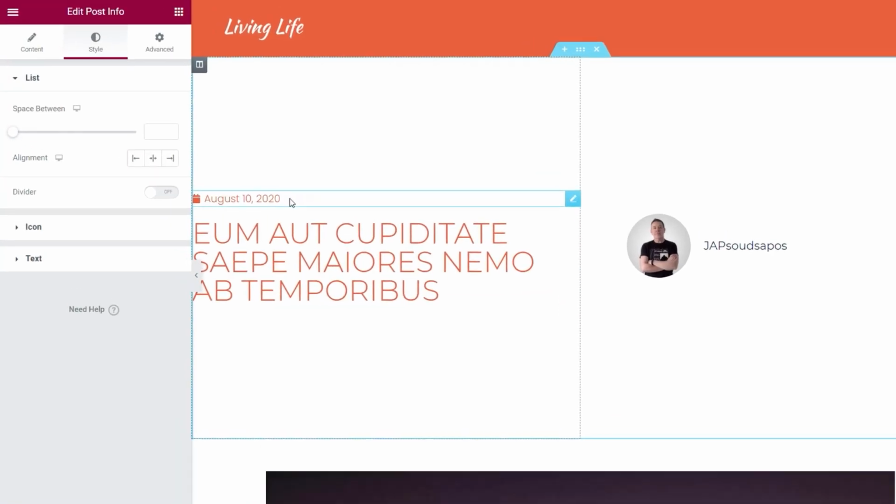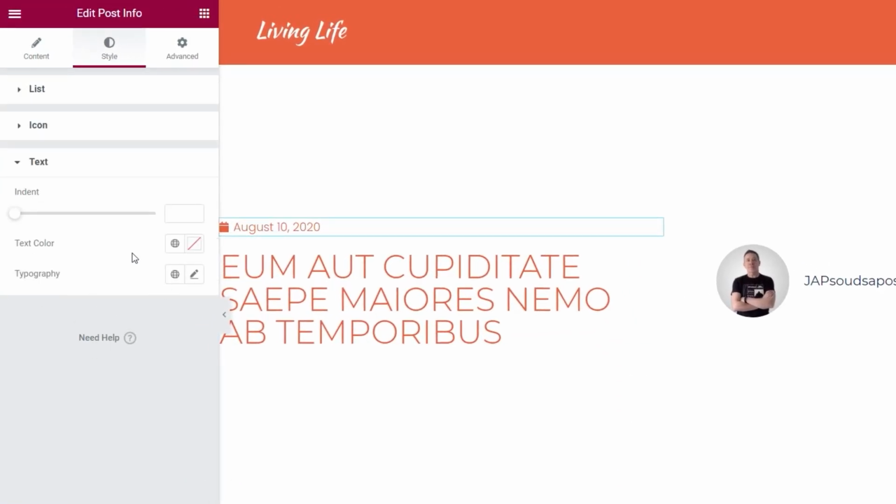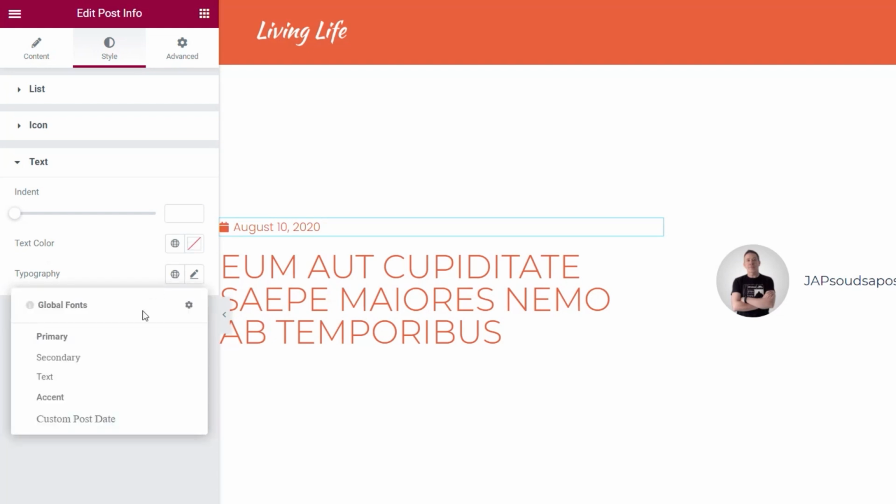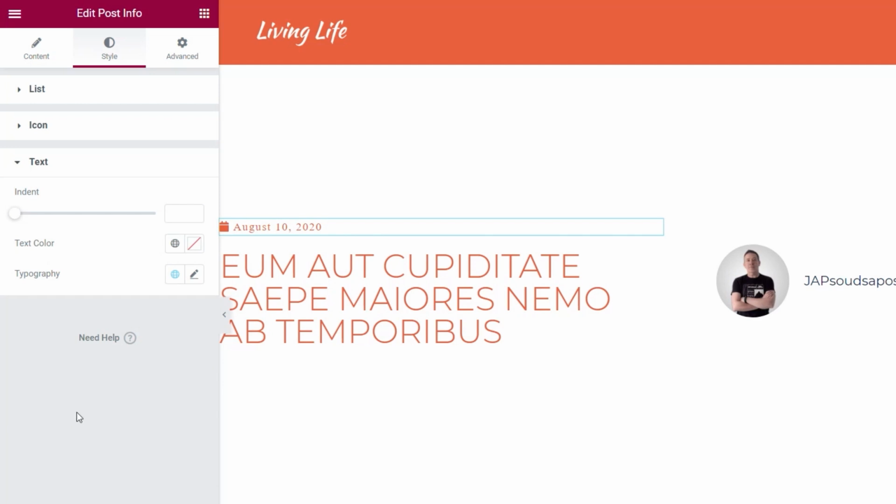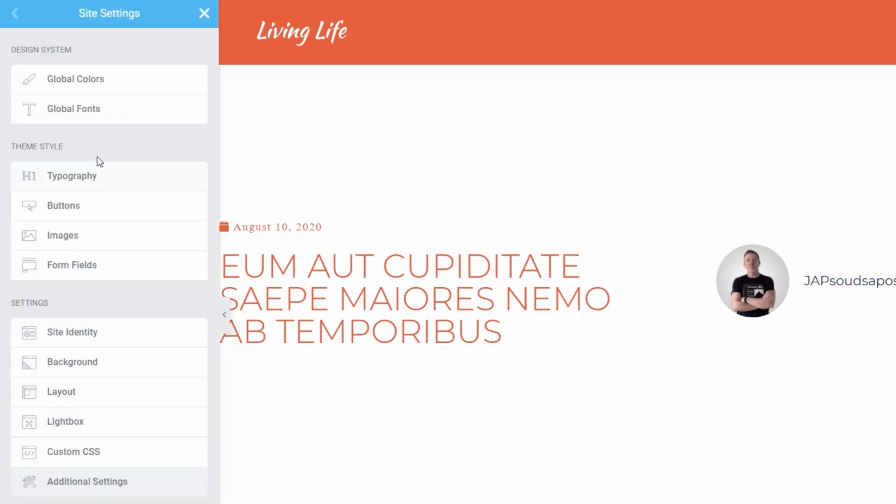And we'll select our template, come into text, and from there we're going to set our typography. But we're going to use the global value this time. So we're going to click on there, choose custom post date, and boom, there's our custom post date created and now assigned to this.